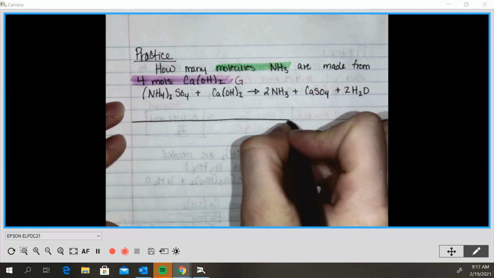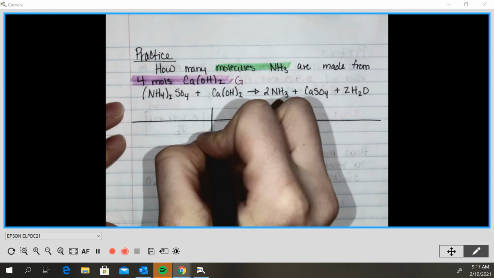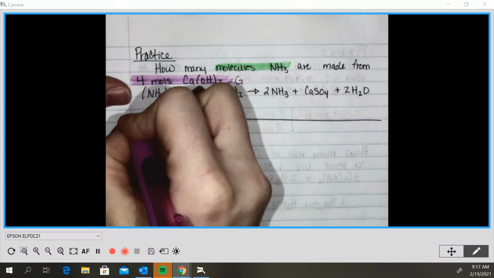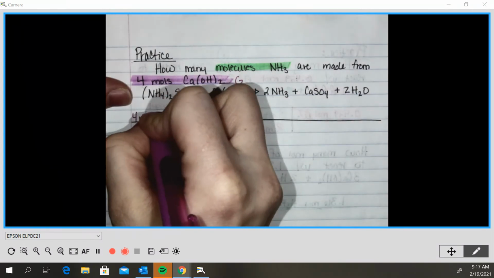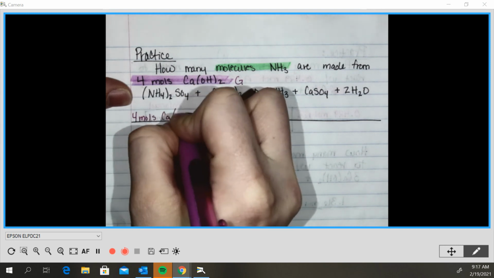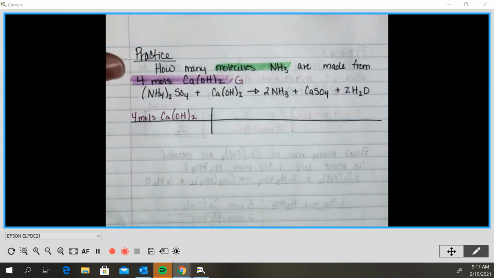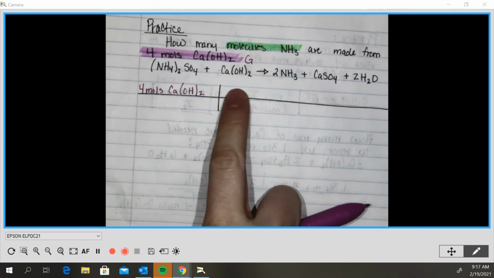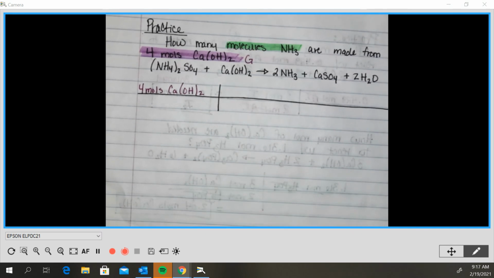All right, for another Deke dollar, I need to start setting up my train tracks. What goes in my upper left corner of my train tracks? David. The 4 moles of CaOH2. Yes, so we've got 4 moles of CaOH2. All right, good. We've got that set. What goes in the top of my middle train track? Jacob. The coefficient of what you want. Exactly, the coefficient of what I want.